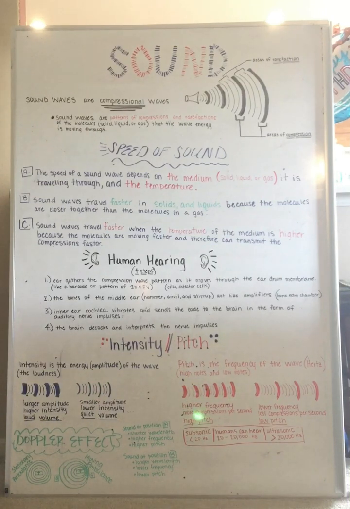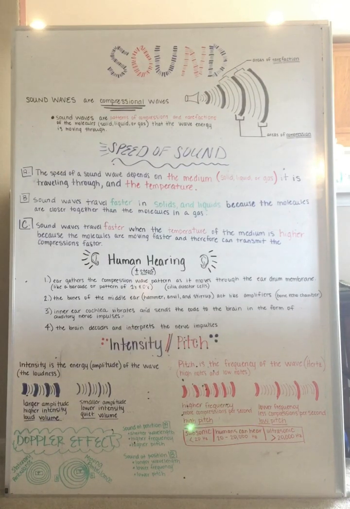So this example here shows a higher frequency. The compressions are coming more frequently. More compressions per second, that's going to give us a high pitch or a high note. Over here, these compressions are coming less frequently, so this gives us a lower frequency, fewer compressions per second, and a low pitch or a low note.